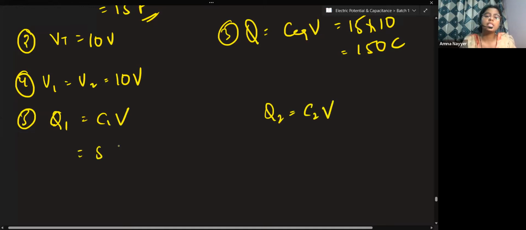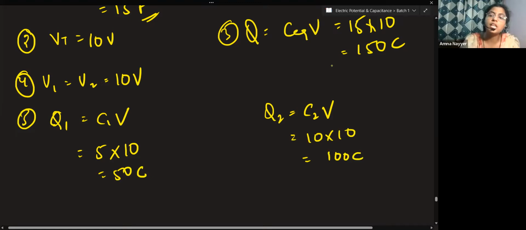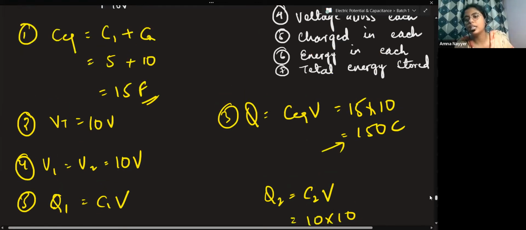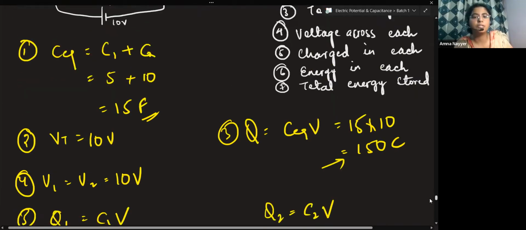So C1 is 5, V is 10. So that becomes 50 coulomb. C2 is 10, V is 10. That gives 100 coulomb. Now you can see total charge came out to be 150 coulomb. So 50 plus 100, that gives 150. So by this way also you can check. Energy in each and total energy stored.